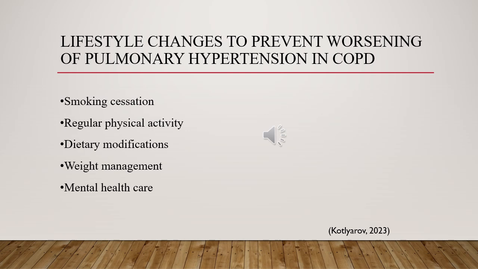Regular physical activity is vital in enhancing cardiovascular and respiratory fitness. While patients with COPD and pulmonary hypertension may experience limitations, a tailored exercise program can improve endurance, reduce dyspnea, and improve overall cardiovascular health. Dietary modifications are also important, particularly in reducing sodium intake to manage fluid retention, which is common in right heart failure. Weight management is another key factor, as excessive weight can place additional strain on the heart and lungs, worsening both COPD and pulmonary hypertension symptoms.